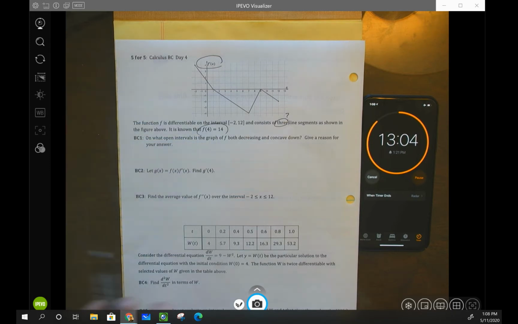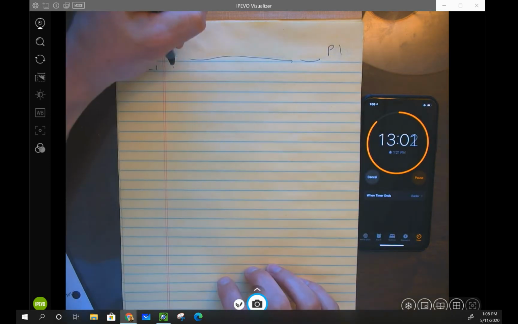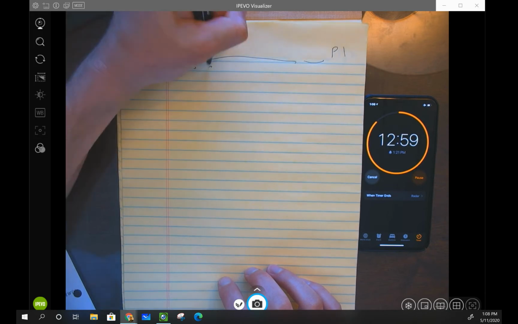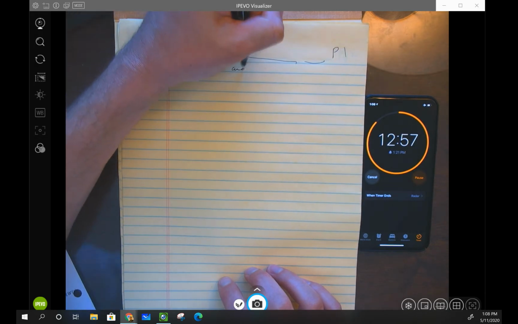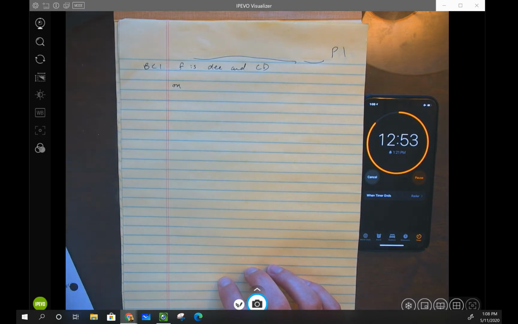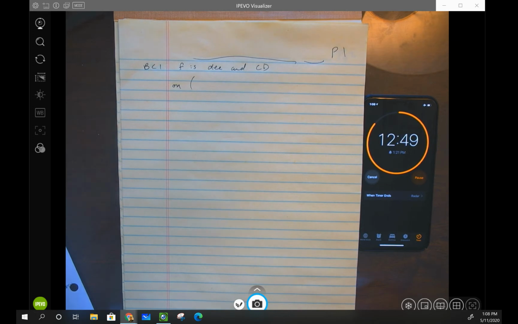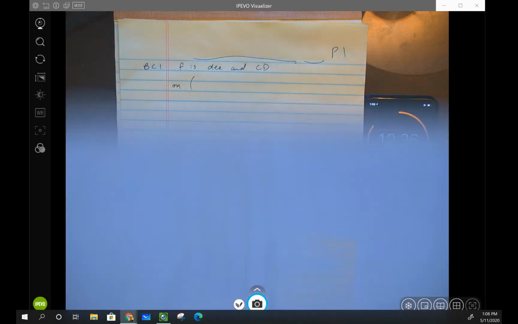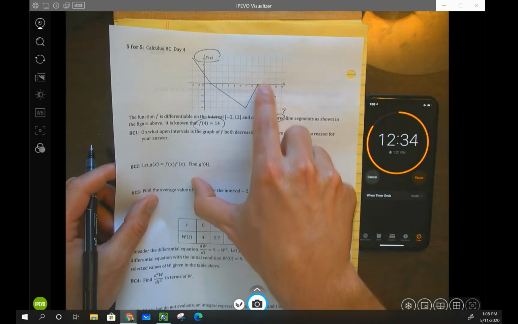All right. So when is f decreasing and concave down? Well, that's when f prime is negative and decreasing, right? So when f prime is negative, the original function is decreasing, and when f prime is decreasing, the original function is concave down. We're really good at this stuff. We've done this a lot. So I see the function is negative and decreasing here and here.